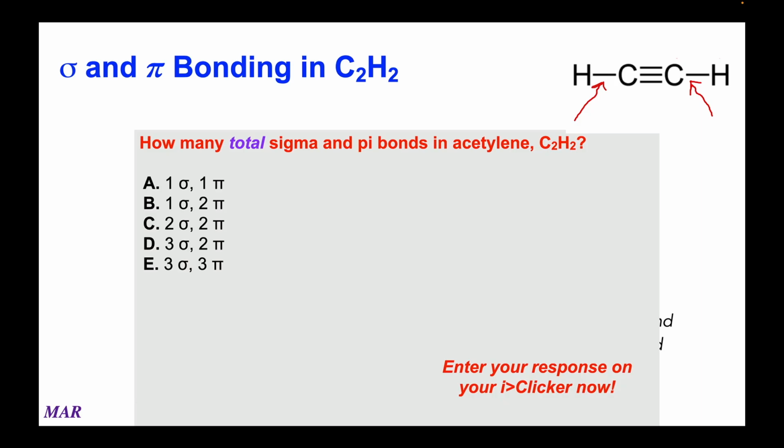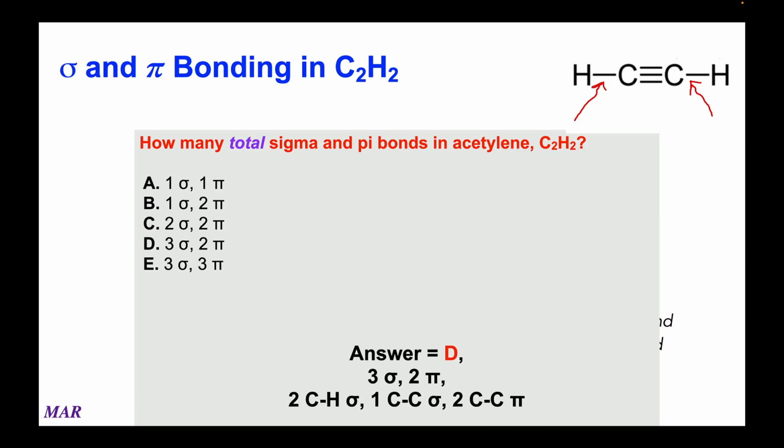So if you count up all the sigmas, and you have to include the CH bonds, there are 3 sigma bonds and 2 pi bonds for 5 bonds total. That's going to be answer D, all right? So if you see a question like this, just don't forget the CH bonds. A lot of times people forget those, but they do count. They also have sigma bonds.